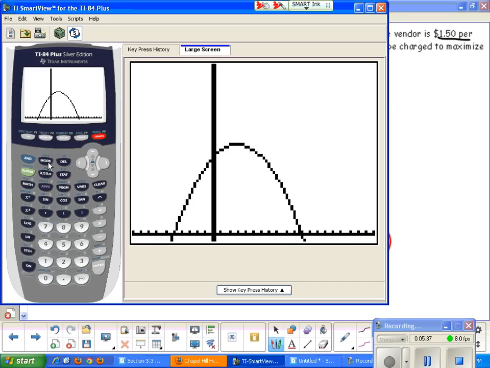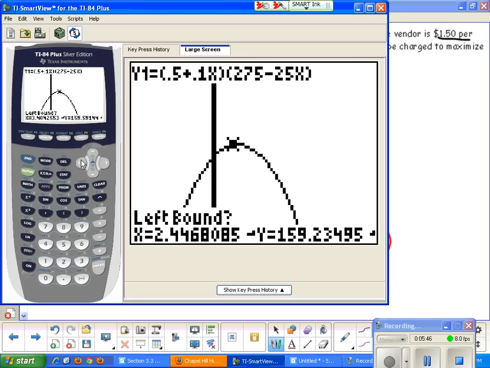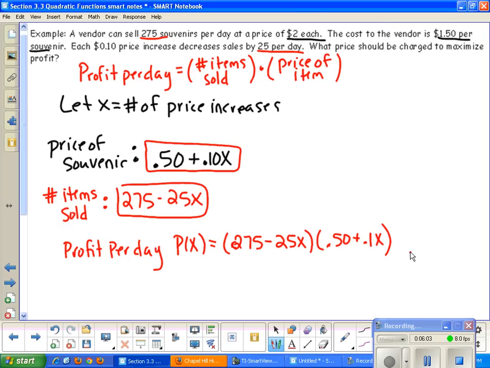And when I do that, now I can find my maximum, which is going to be right here. If I hit second trace number 4, I can do the left arrow, enter for the left bound, and then something to the right of the maximum point would be here, enter. Now notice I get 3.0000, so 3 comma 160 would be my maximum. So I'm going to write that this is going to be the vertex, 3 comma 160.